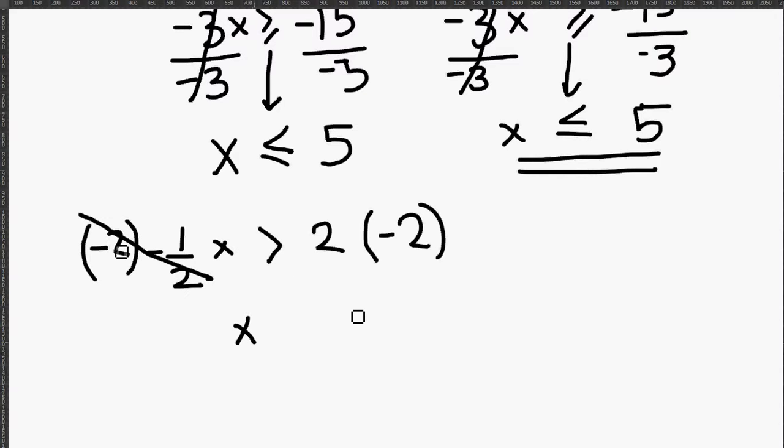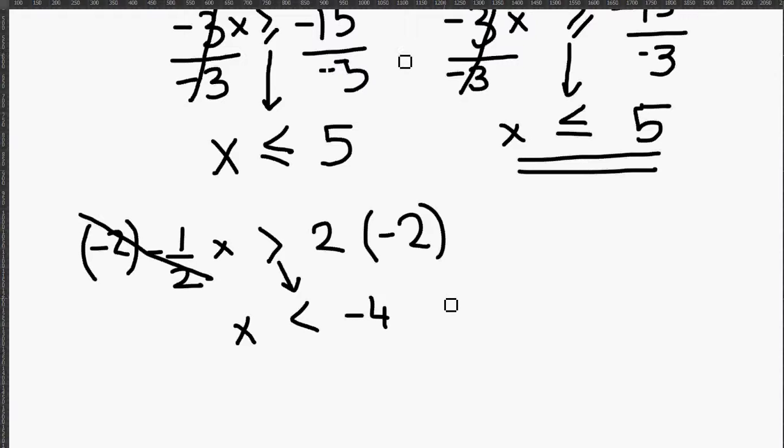Anytime you multiply or divide by a negative number, and you do it on both sides, you have to flip the sign. That's the big difference between solving regular equations and solving inequalities. You have to flip the sign when you multiply or divide by a negative number. So let's go back to our problem.